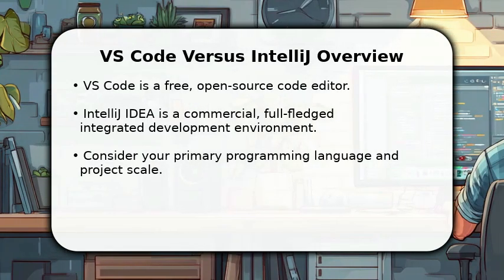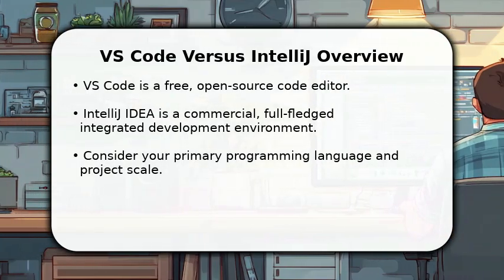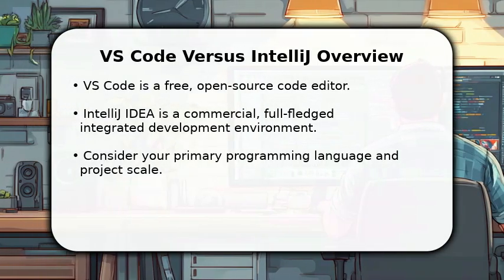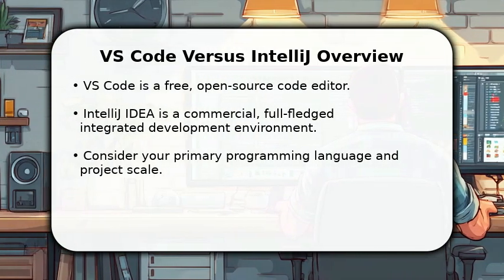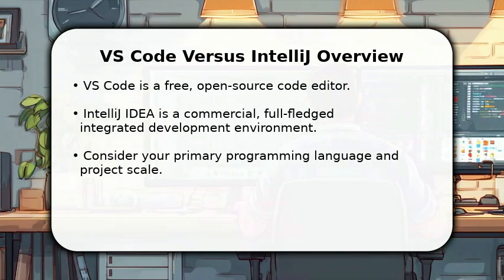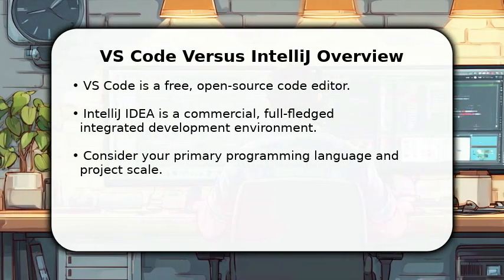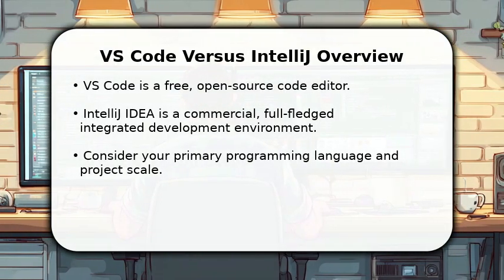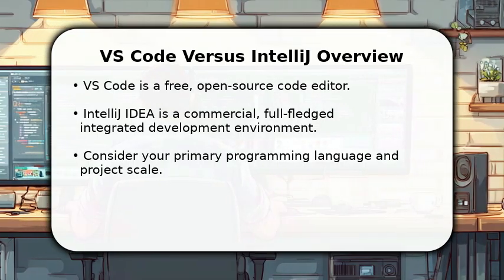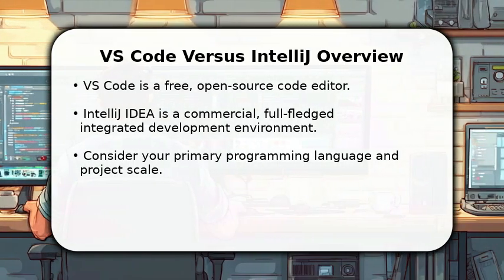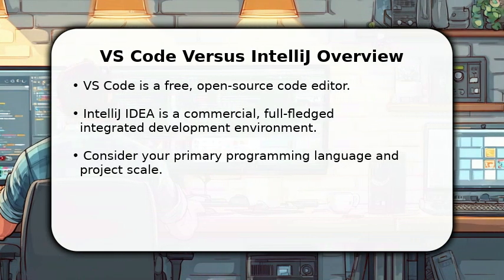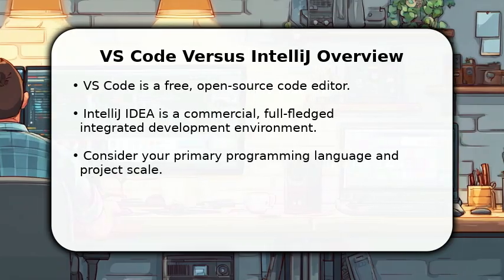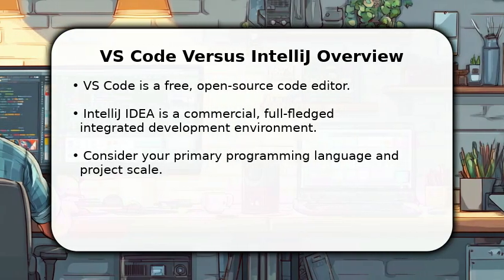In this video, I will compare VS Code versus IntelliJ. Let's dive into their core differences. VS Code is a lightweight, open-source code editor, widely adopted for its flexibility and vast extension marketplace. In contrast, IntelliJ IDEA is a robust, commercial integrated development environment, renowned for its powerful features, especially within the Java ecosystem. Your choice often depends on your specific development needs and the programming languages you primarily use. We'll explore these aspects in detail.